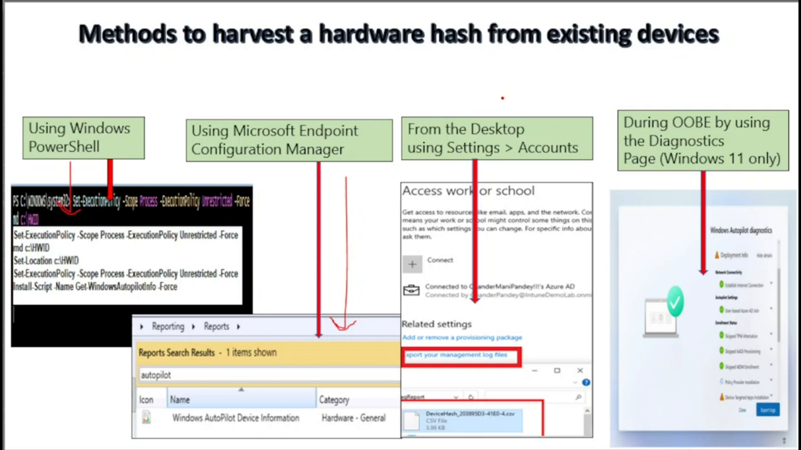The third option is to use the desktop settings. Under Account, we have an option called export your management log files. With the help of this, we can export a hardware hash and then import it in the Intune portal. The fourth option is to extract the hardware hash during the out-of-box experience by using the diagnostic page, and that is currently only applicable for Windows 11 devices. So we need to export the logs, and in those logs we can get the hardware hash.